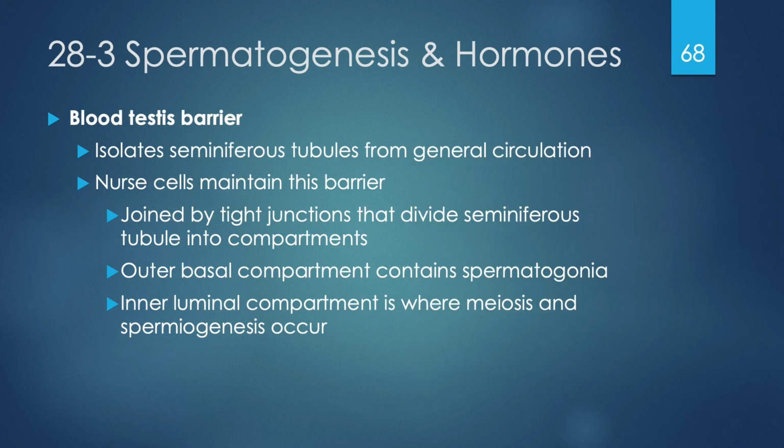The blood-testis barrier is an incredibly important function because what it does is it will isolate the seminiferous tubules from the general circulation. The nurse cells, or the Sertoli cells, are those that maintain this barrier, and they're joined by tight junctions, dividing seminiferous tubules into their constituent compartments. The outer compartment, that is basal, will contain the spermatogonia. However, the inner component, which is the luminal component towards the lumen, that's where meiosis and spermiogenesis will occur.